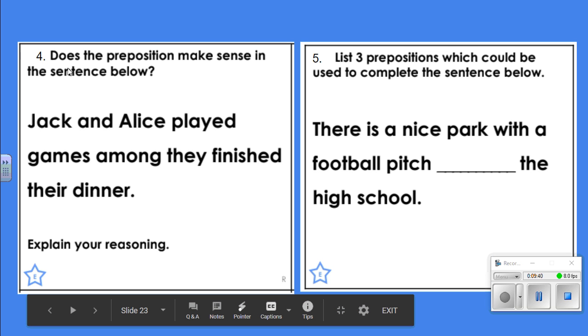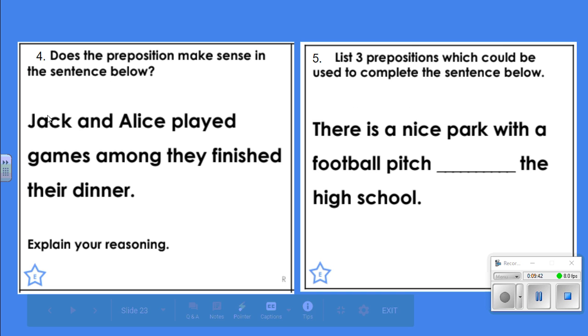Does the preposition make sense in the sentence below? Jack and Alice played games among they finished their dinner. Okay, so read that sentence. Does it make sense? If it does, then explain your reasoning, and if it doesn't, explain your reasoning. If it doesn't, maybe you could think of a preposition that would make sense there.